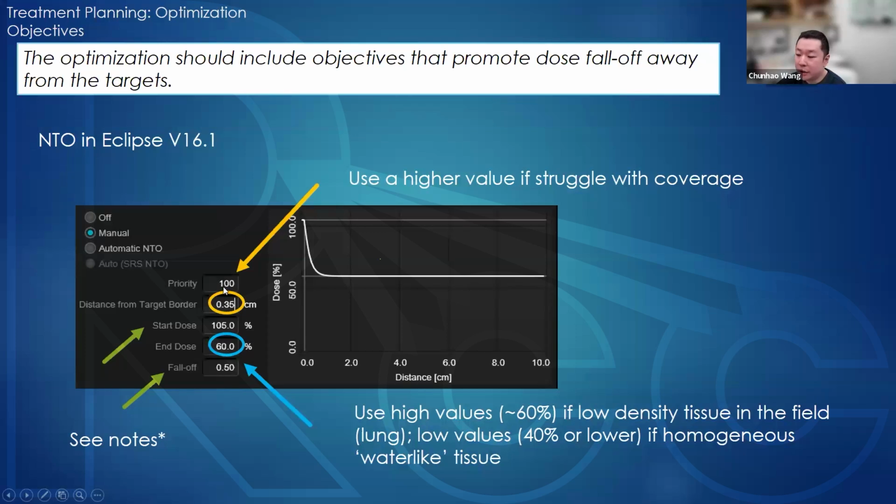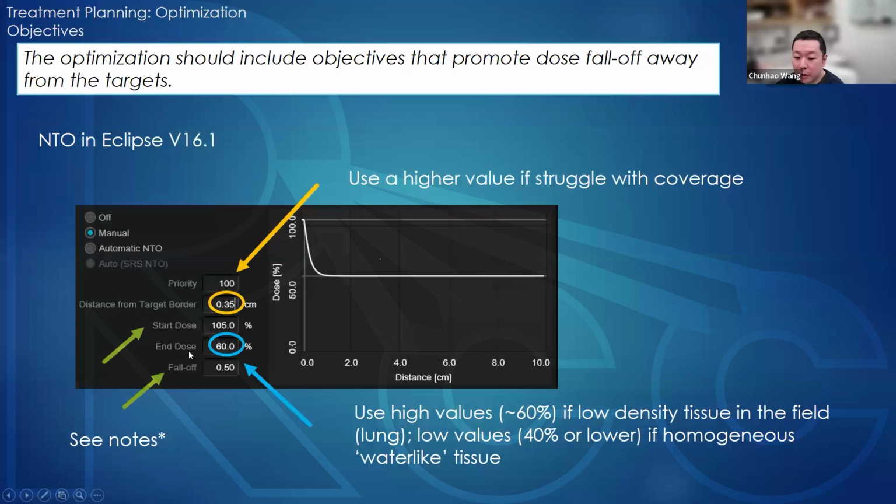The priority here is the same as the priority when you put on any other dose volume constraint. The distance to border, right? It's recommended to use a higher value if you struggle with the coverage. For example, for esophagus, considering the low density of the lung and the extent of the disease, I may use 0.35 up to 0.5 centimeter for the distance to border.